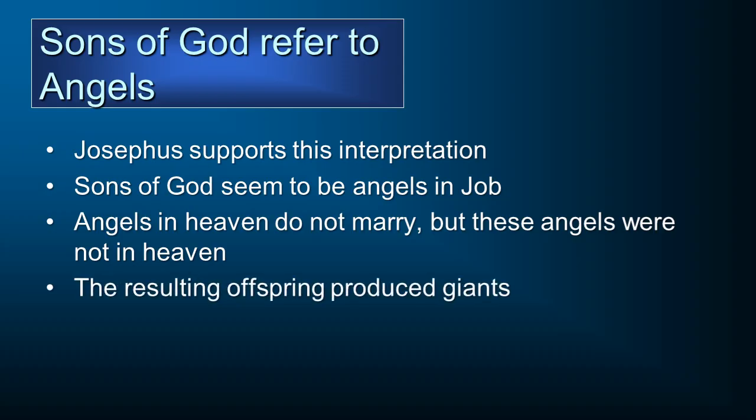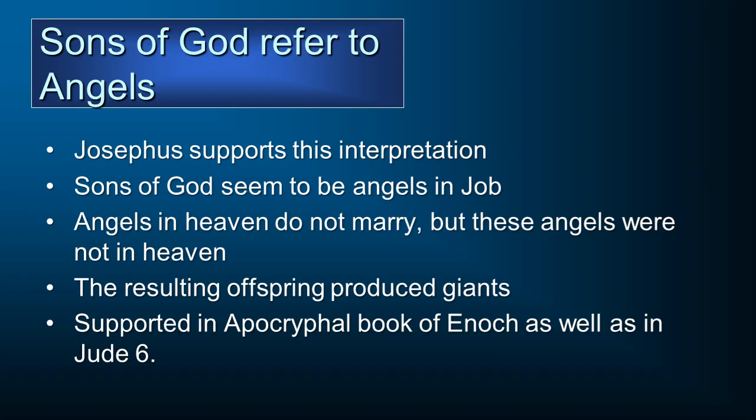It is said that the resulting offspring produced giants. Now, that's going to the Septuagint translation for a few verses later. We'll look at that in just a moment. I'm not sure that that's an appropriate translation, but that's part of the argument. And then finally, it seems to be supported. Well, actually, it is supported in the book of Enoch.